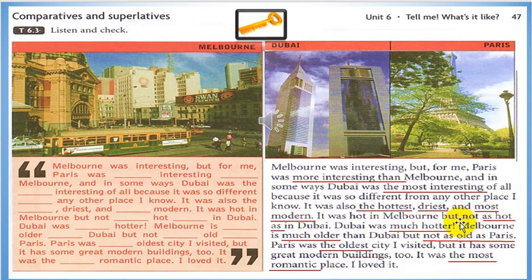Now, we talked about using "as" to compare between things on an equal level. It was hot in Melbourne, but not as hot as in Dubai. Dubai was much hotter. We said we use "much" to emphasize the adjective. Melbourne is much older than... not as old as Paris. Paris was the most romantic. This is an exercise. You should pay attention to how to use comparatives and superlatives.